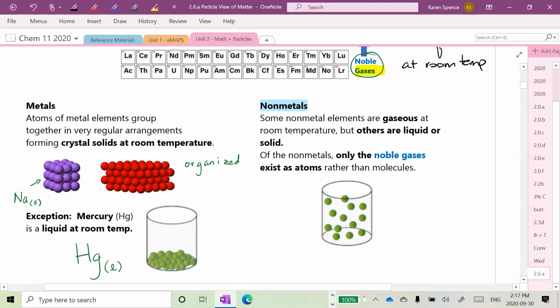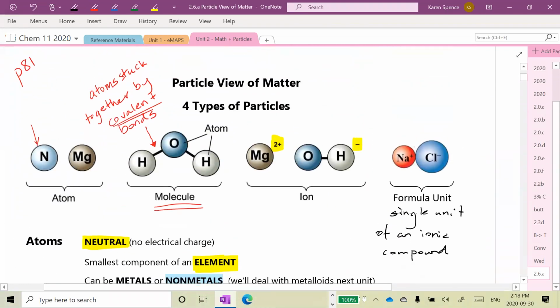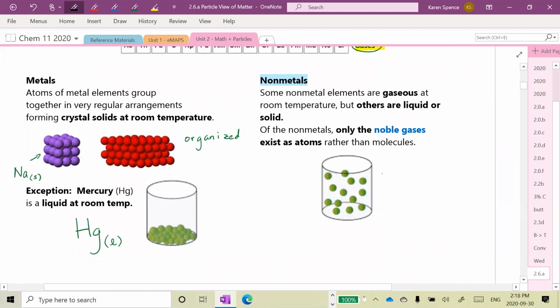But if we're talking about atoms here and we're looking at the particle nature of matter, only the noble gases exist as atoms rather than as molecules. And remember, an atom versus a molecule: atoms are singular, molecules contain more than one atom. So only the noble gases look like this.